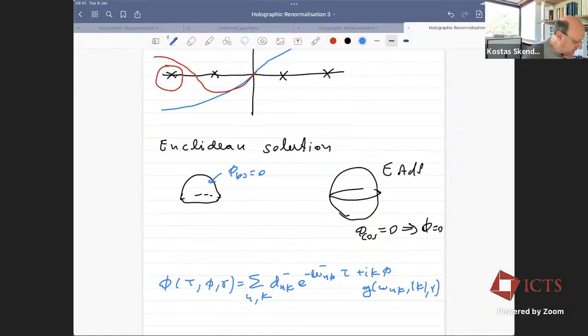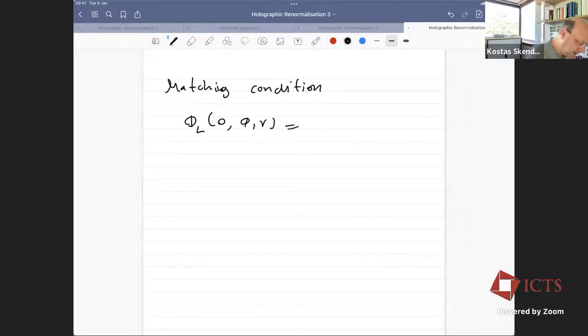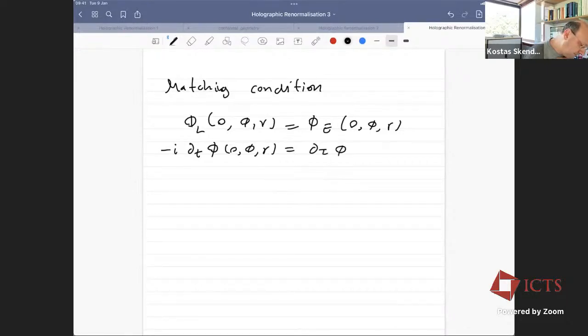And then you can impose matching conditions. In this case, the Lorentzian field, you can impose it at t equals zero, should match the Euclidean solution, and then the canonical momenta, which is just derivatives, since it's a kind of 90 degree match, should differ by minus I. And you can solve those for both corners.